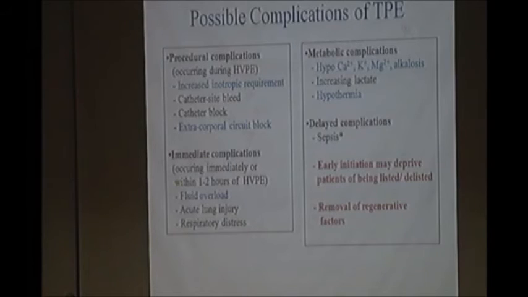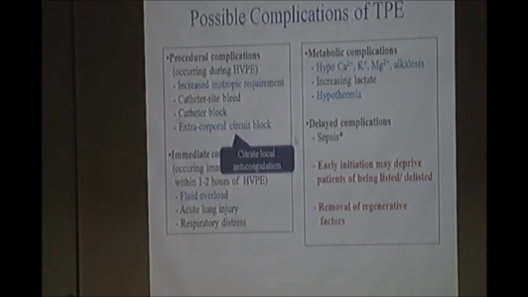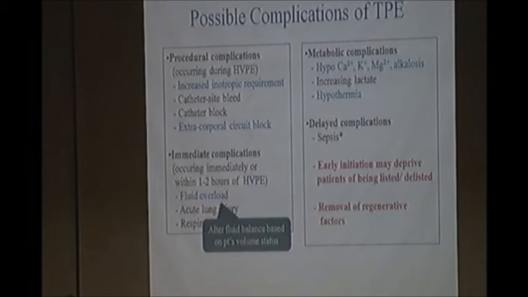Now, possible complications of therapeutic plasma exchange: obviously there will be procedural complications, there will be immediate complications, and there will be delayed complications. Procedural complications can always be managed, like increased inotropic requirement, which can be managed by priming with PRBC. Then there is extracorporeal circuit block, which can be managed by ACD, but then it is not required most of the time in ALF. Immediate complications like fluid overload can be managed by meticulous fluid administration or restriction. Metabolic complications can be managed again. But what about delayed complications?